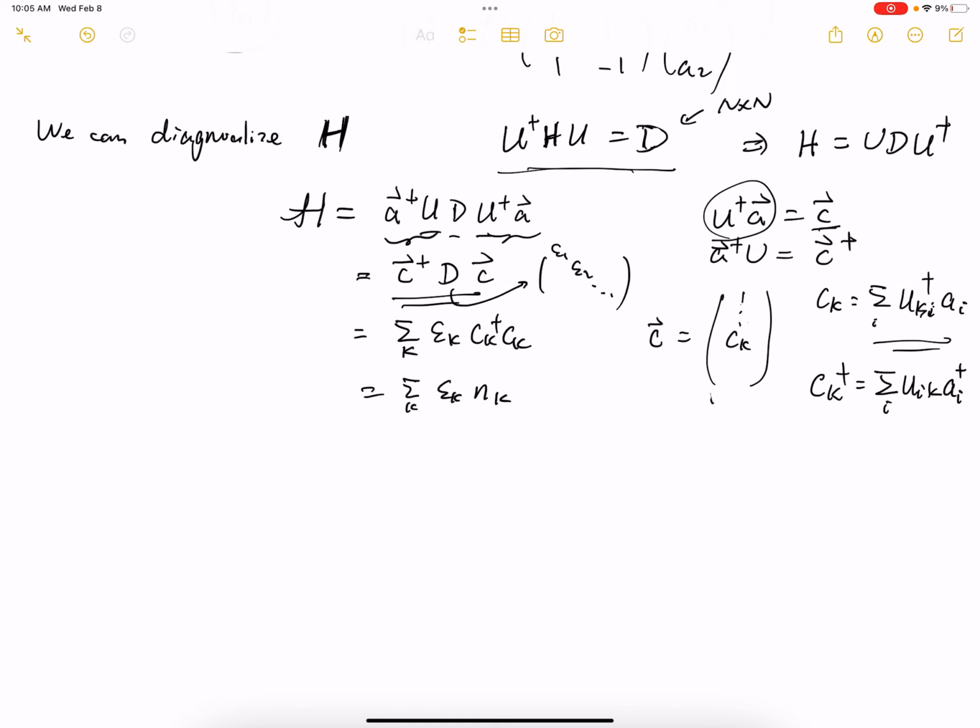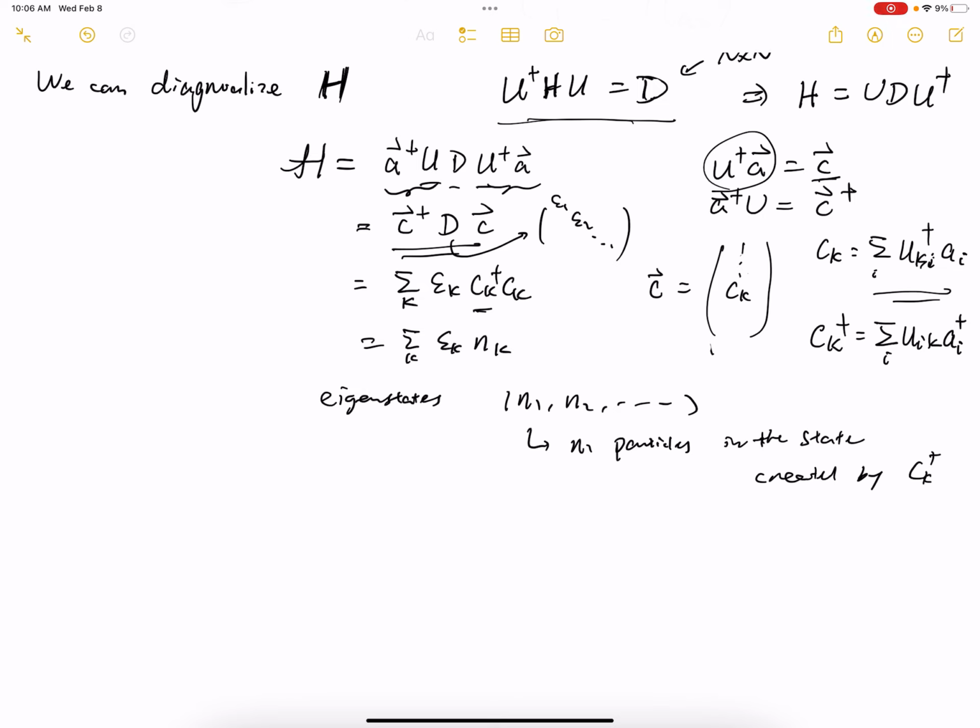If you want to find the eigenstates, they are just given by the many-body Fock states. The eigenstates are just given by N1, N2, and so on. Each of these basically means N1 particles in the state created by CK dagger. So now we basically change the basis. Instead of using the original lattice basis, we use this CK dagger, where the eigenstates are just given by this many-body Fock basis state.